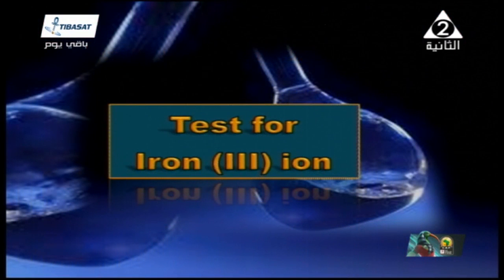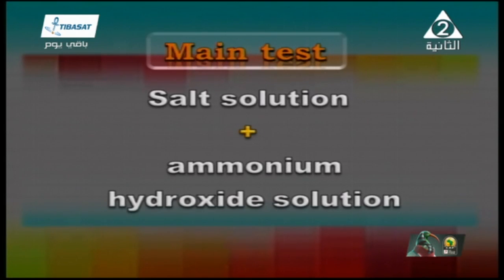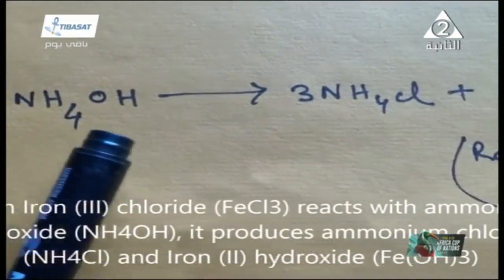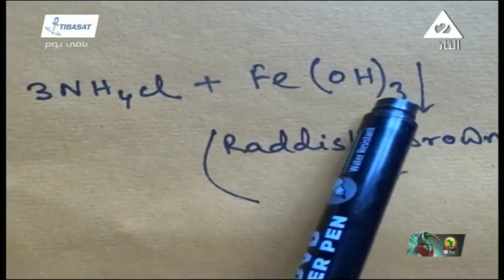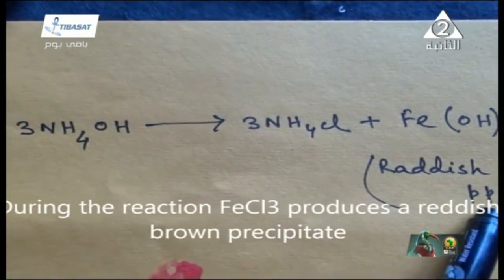Now we are going to discuss the third ion for the third analytical group, which is iron 3 ion. Again, my dear student, we are going to discuss the main test, which is using the salt solution plus ammonium hydroxide solution. It gives reddish brown precipitate of iron 3 hydroxide as the following animation shows. As the equation proceeds on the screen, iron 3 chloride plus ammonium hydroxide gives ammonium chloride and iron 3 hydroxide precipitate, an insoluble salt in water, which is reddish brown precipitate.